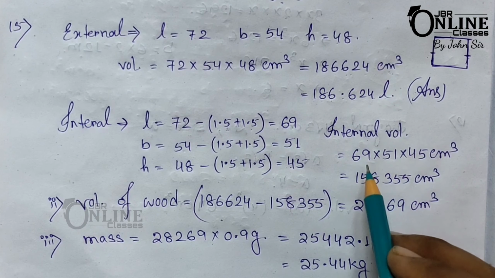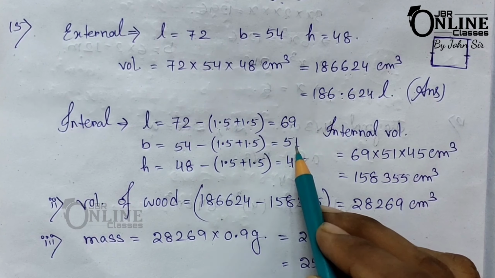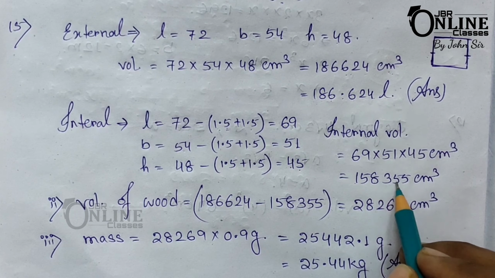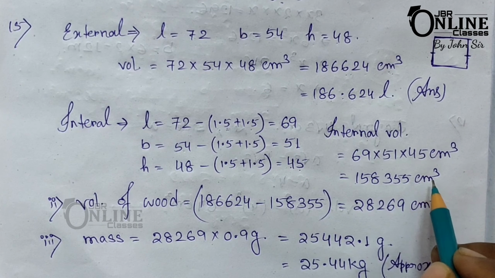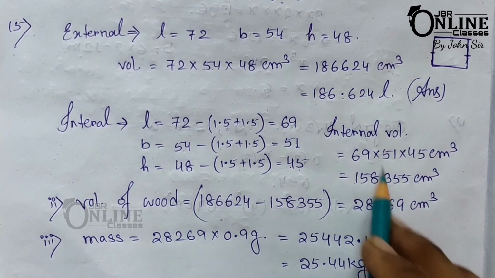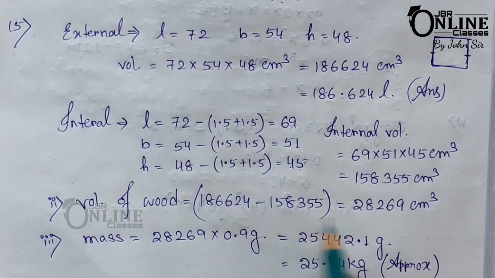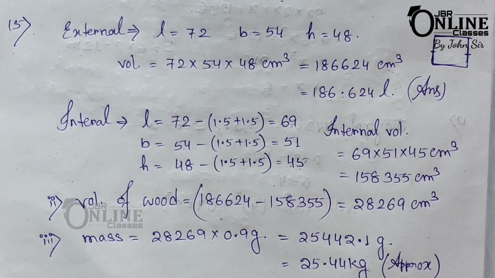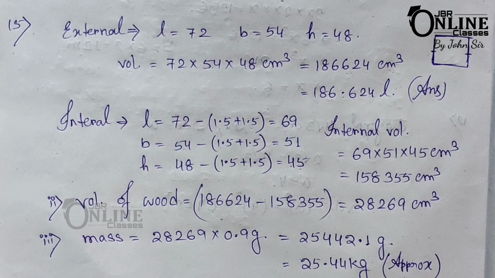So internal volume equals 69 into 51 into 45, and that equals 158355 centimeter cube. Now you have to find out the volume of the wood. So just subtract these two volumes, you will get the answer 28269.